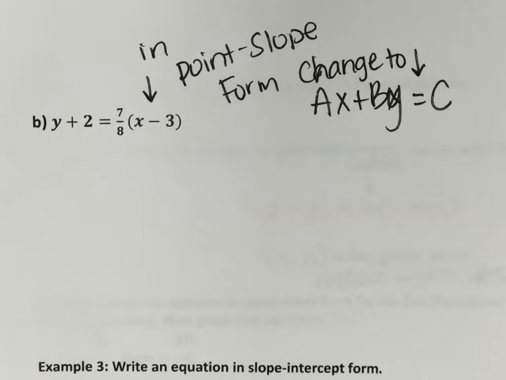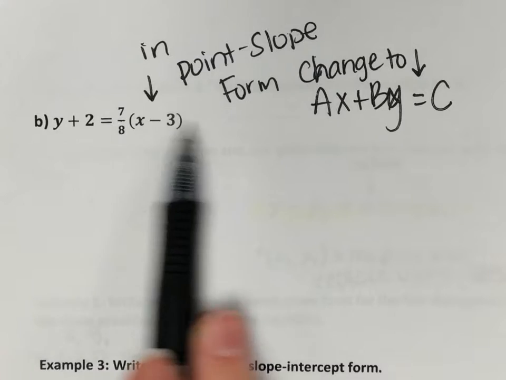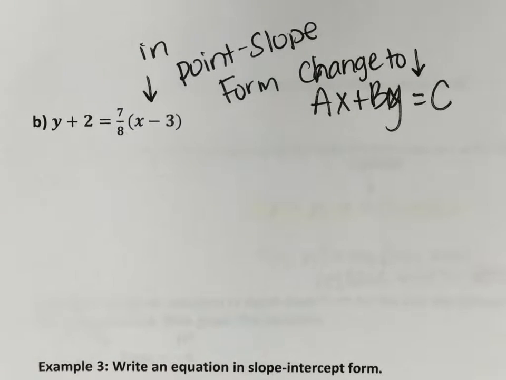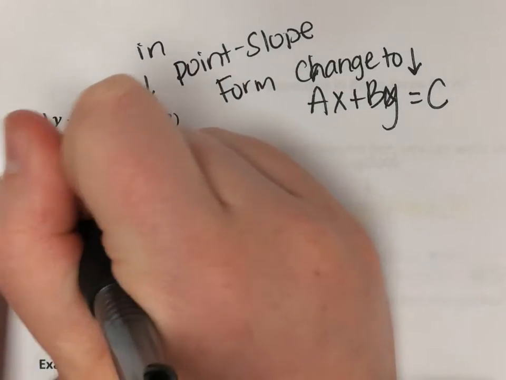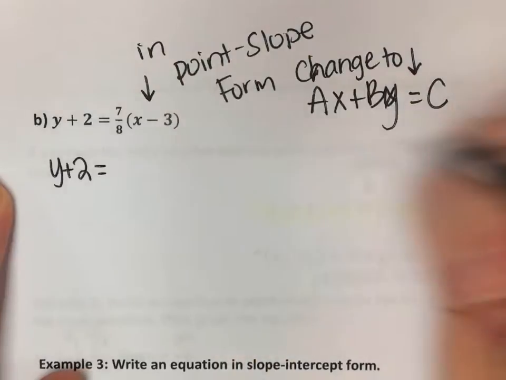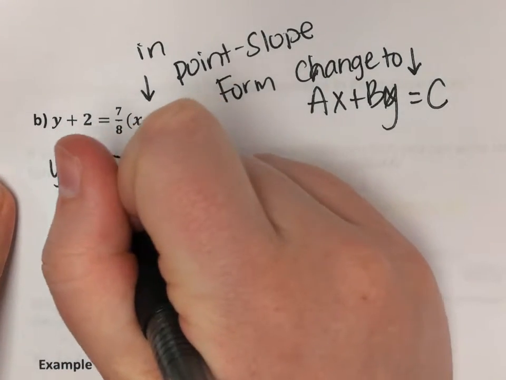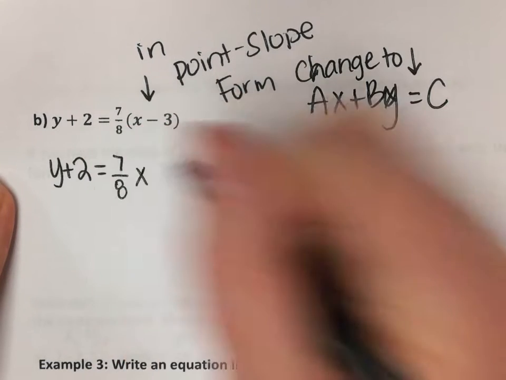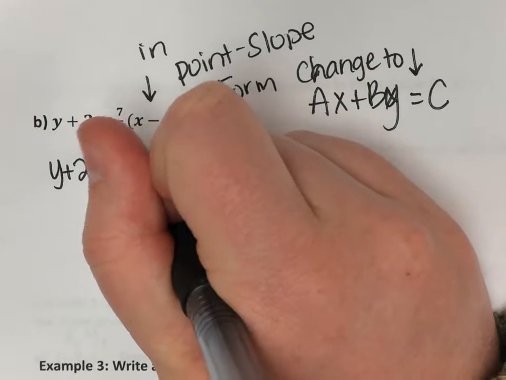So first step, we can't move this X because it's in parentheses. To get rid of our parentheses, our first thing we have to do is distribute. Is anything going to change on this left side? No. So I'm just going to go ahead and bring down Y plus 2 is equal to 7/8 times X, is 7/8 X. Don't get too complicated here.